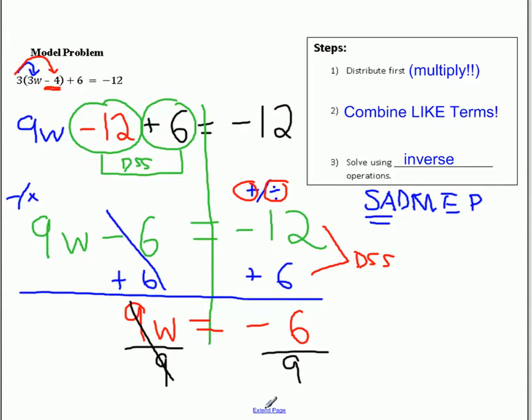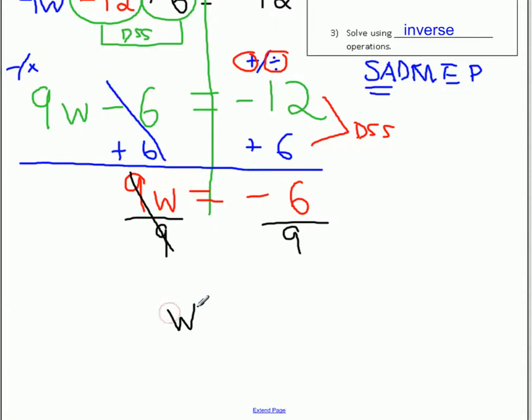Alright. Now, I don't really have to go crazy with this. 6 divided by 9. I don't know what that is. I know it's just going to be a fraction. Or a decimal. So I'm just going to write negative 6 divided by 9.